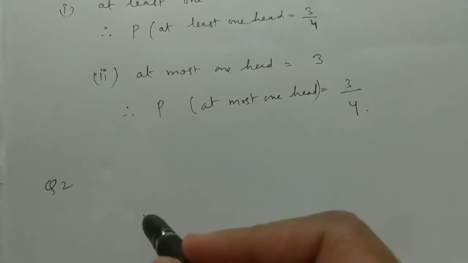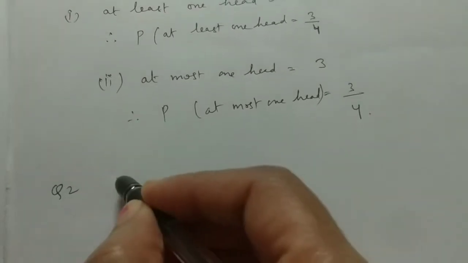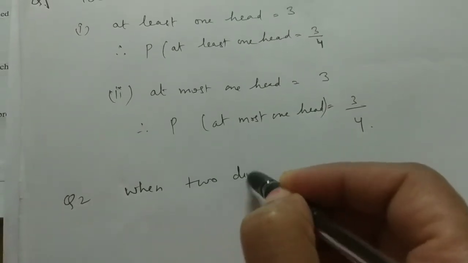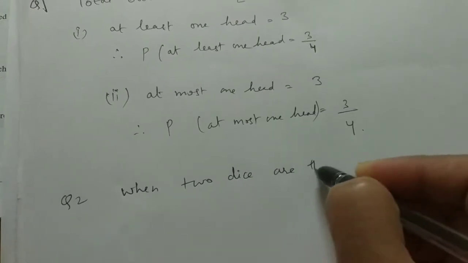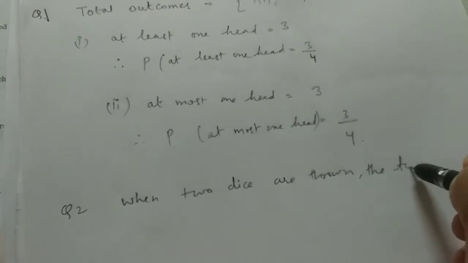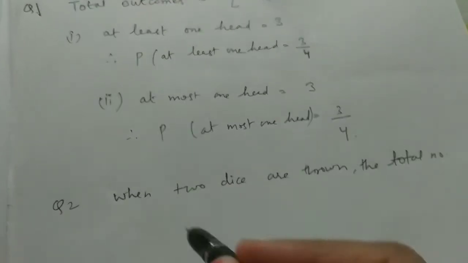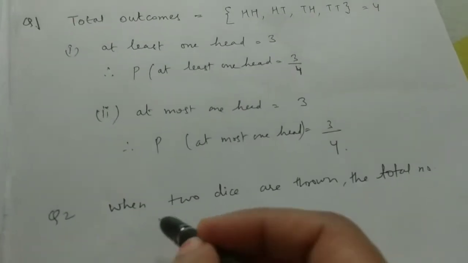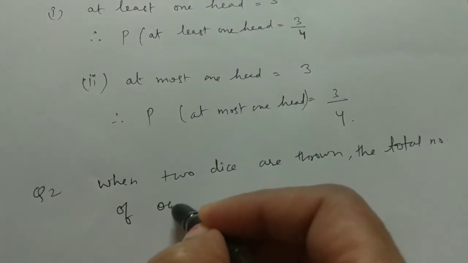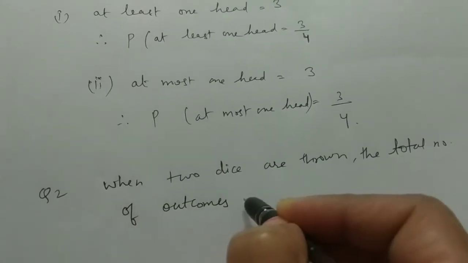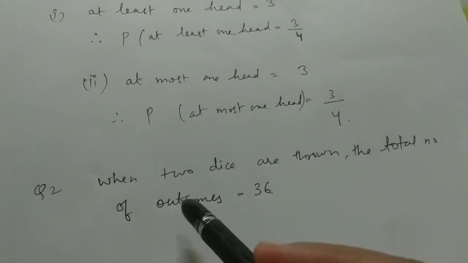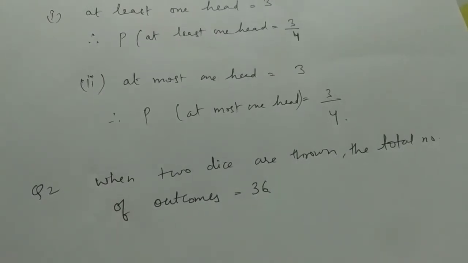So when two dice are thrown, how many outcomes would there be? When two dice are thrown, the total number of outcomes would be 36. Why? 6 into 6 would be 36.